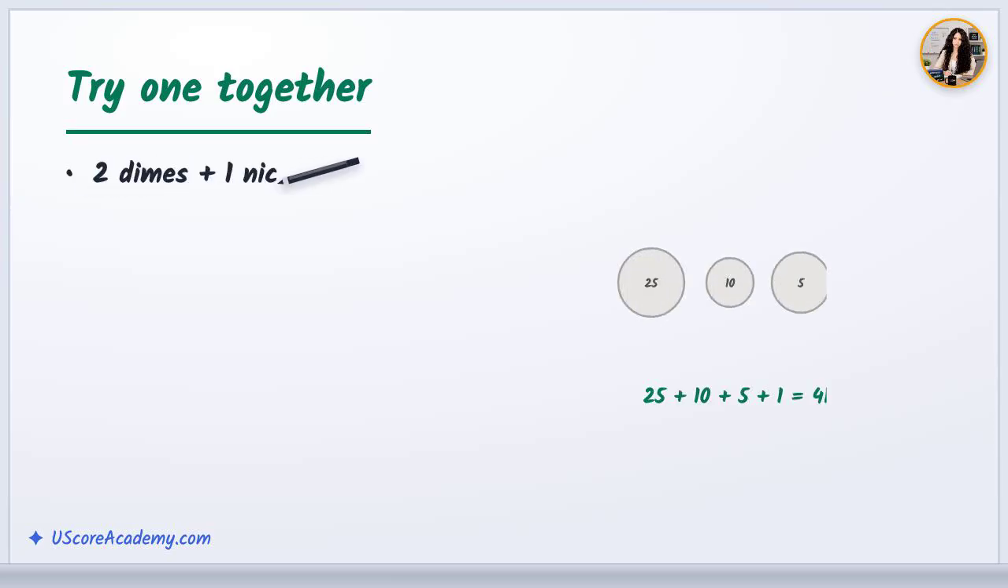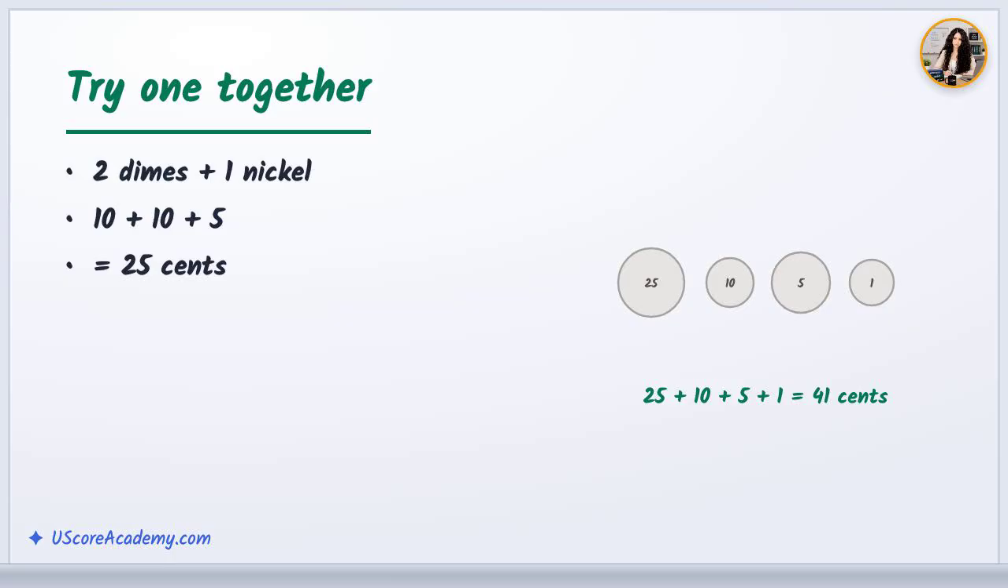Let's count 2 dimes and 1 nickel. 10 plus 10 is 20, plus 5 more is 25. So that is 25 cents, the same as 1 quarter.